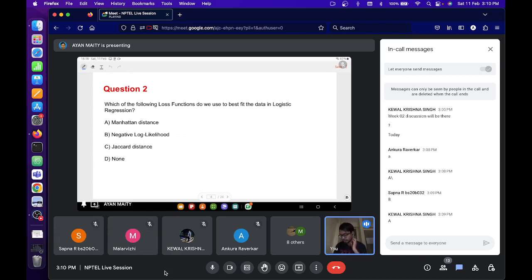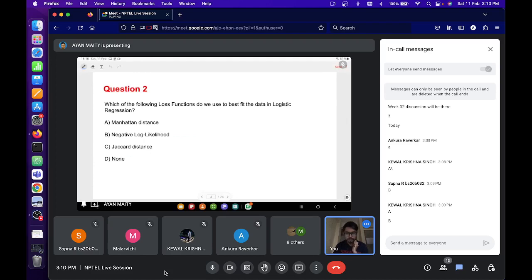So logistic regression has already been taught in the week 3. So this is present in week 3 module. So in logistic regression, which loss function do we use? So there are some answers in the chat. B is the answer. Some of you have written. So the loss function that we use is negative log likelihood.